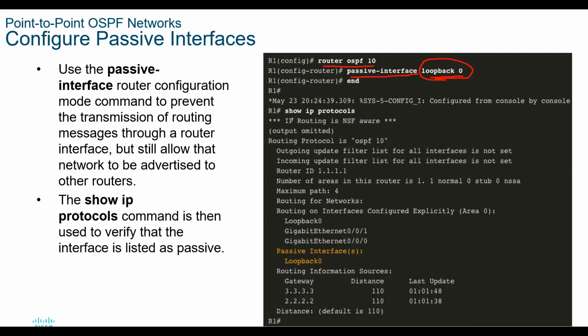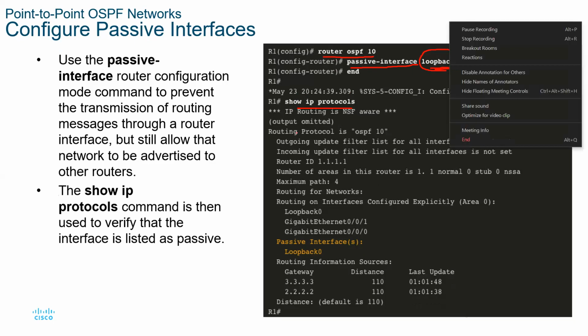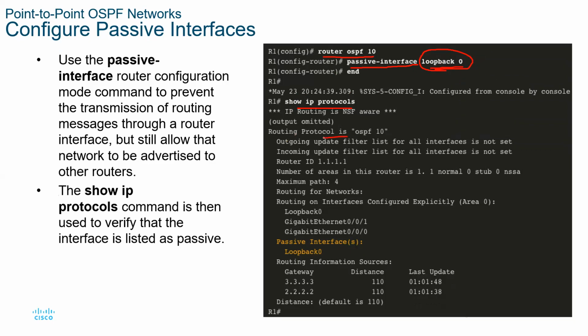So if I use the command show IP protocols, what am I expected to see? I'm going to see that my OSPF is up with its process ID. I am going to see the router ID. I'm going to see the number of paths and so on and so forth. But most importantly for this, I'm going to see that passive interface has been configured on loopback or on whatever interface that I have done. All right, so the passive interface you're going to see there.